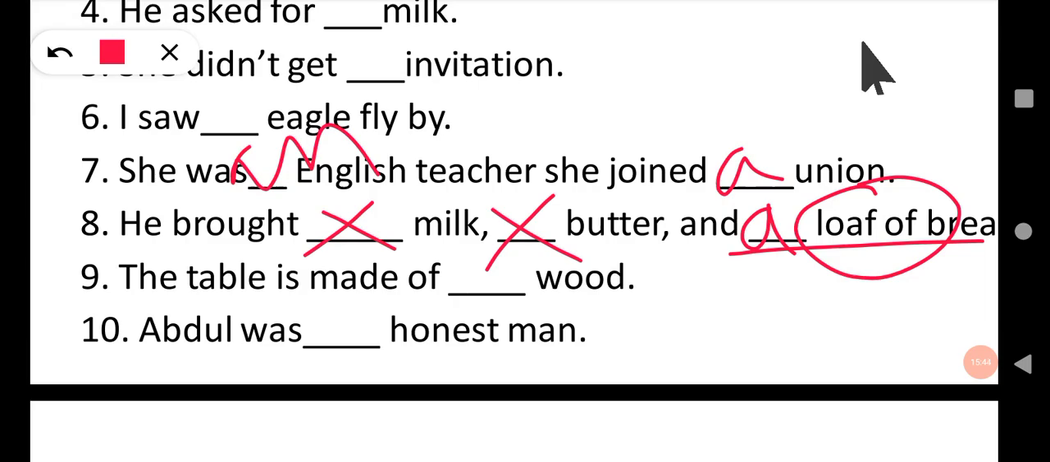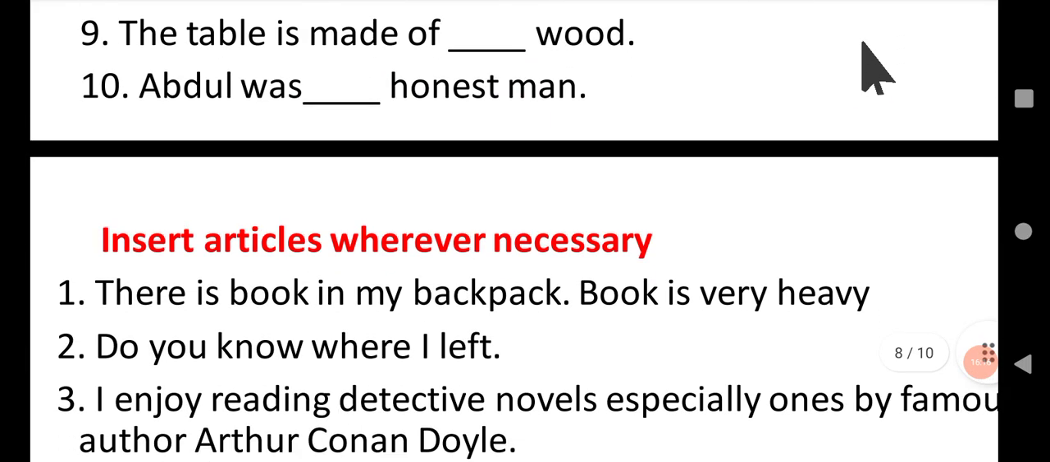Next. The table is made of dash wood. Which wood? Can you count the wood? No, that is uncountable. If you say log of wood, you can say a log of wood, but that is not given. So no article in ninth one. Next, 10th one. Abdul was dash honest man. Here the pronunciation starts with honest. H is silent here. So honest here starts with the vowel sound, so that is used with an article.